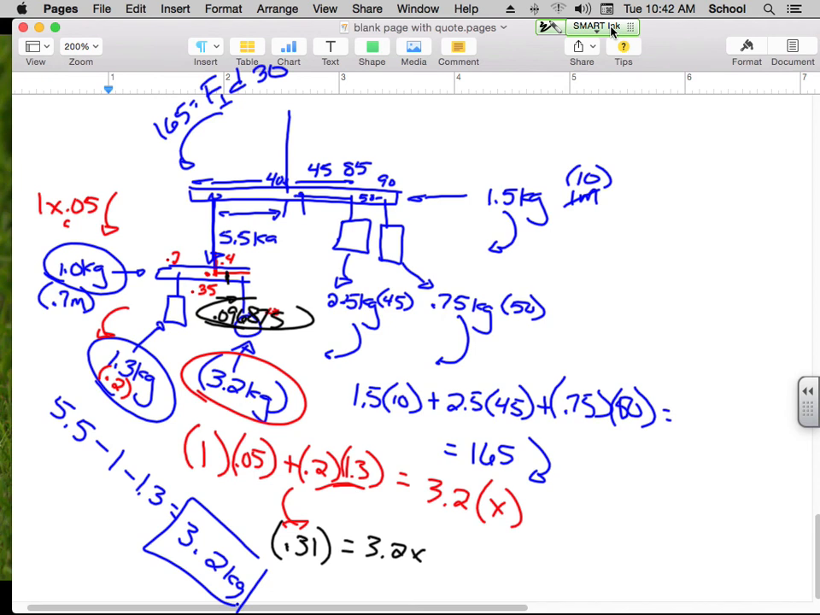Because if this is quite a bit heavier than that, then it should be closer, you know what I mean? I just draw a sad face like that. So that's it? Woo.